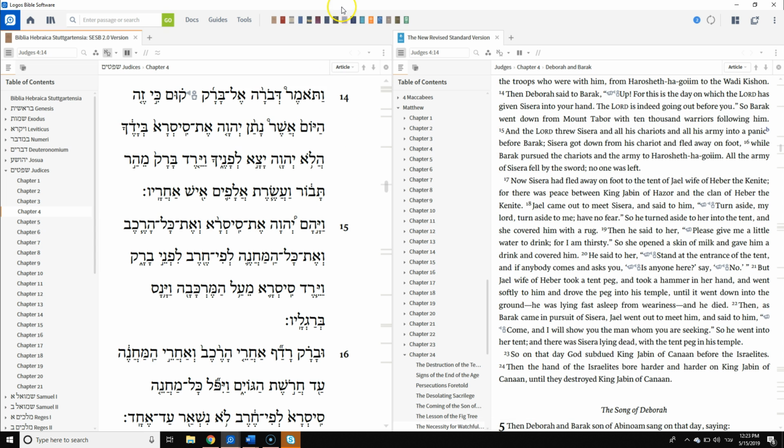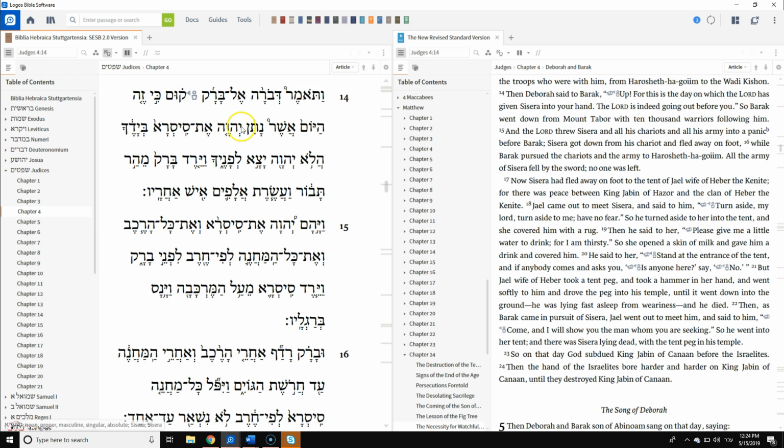So let's look at it here. Zehayom, so this day, which, maybe this is the day when Yahweh gave Sisera into your hands. That makes way more sense. Here Sisera is actually a direct object because Sisera is being given. He's not an indirect object. He's not receiving. He's being given.